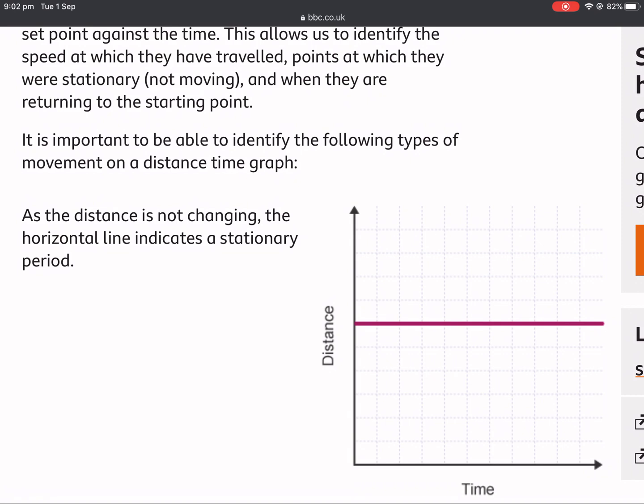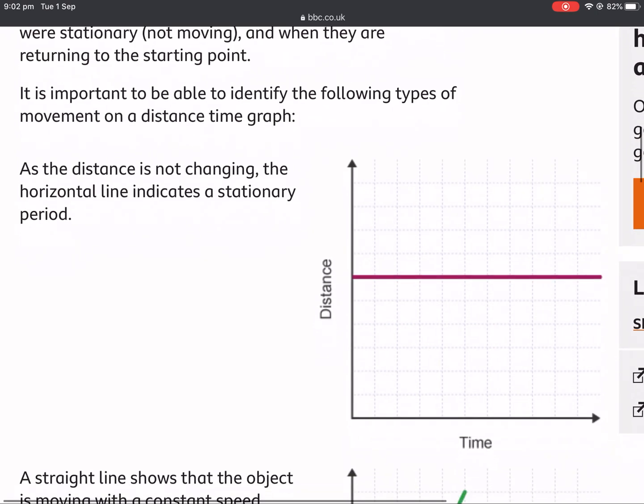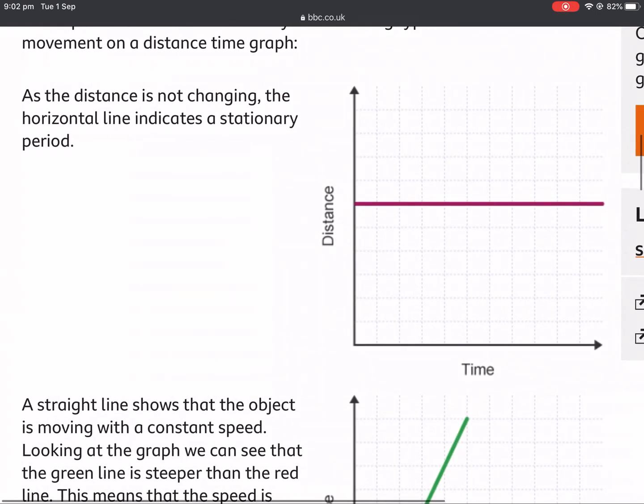Points at which they were stationary, not moving. So if it's a flat line, they're not moving. And when they are returning to the starting point. So the starting point is always along the x-axis, so that's when the distance is 0. It's important to be able to identify the following types of movement on a distance time graph. So this one, they are literally stood still 6 metres away. As the distance is not changing, the horizontal line indicates a stationary period, so we're stood still.